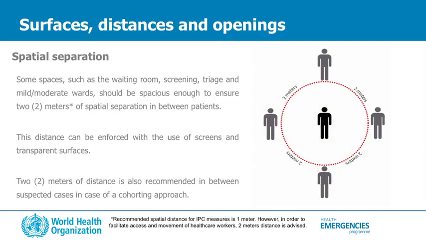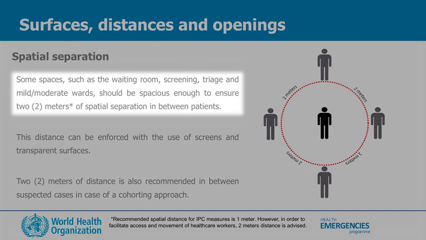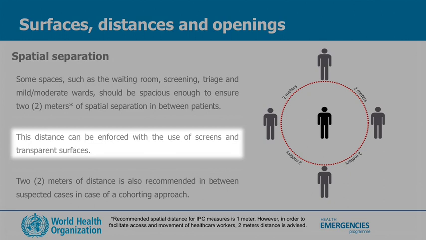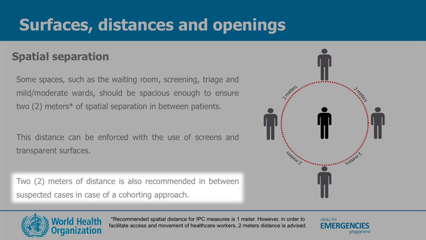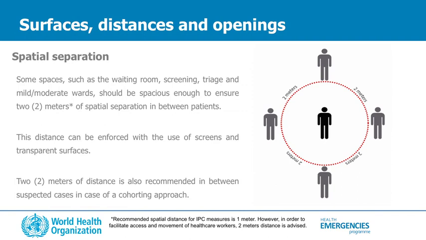While assessing the surface available, we should consider that some service has specific special requirements. The waiting room, screening, triage, and mild-moderate wards, for instance, should be spacious enough to ensure 2-meter distance in between patients. This distance can be reduced with the use of screens and transparent surfaces. 2 meters of distance is also recommended in between suspect cases of a quarantine approach. Note that the recommended spatial distance for infection prevention and control measure is 1 meter. However, in order to facilitate access and movement of healthcare workers, 2-meter distance is advised.